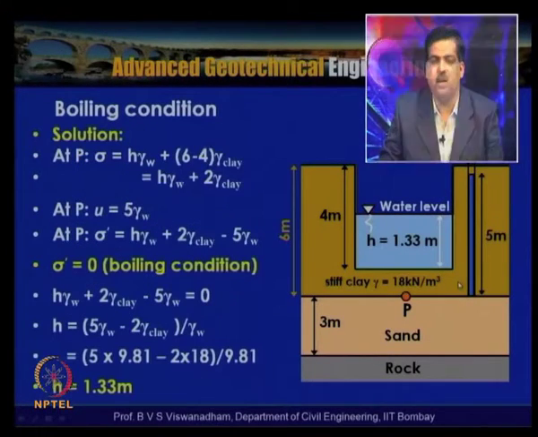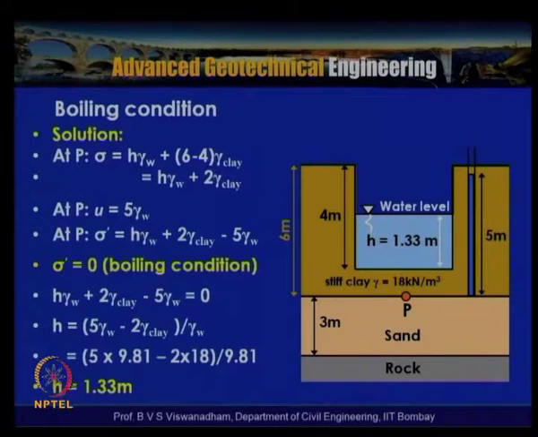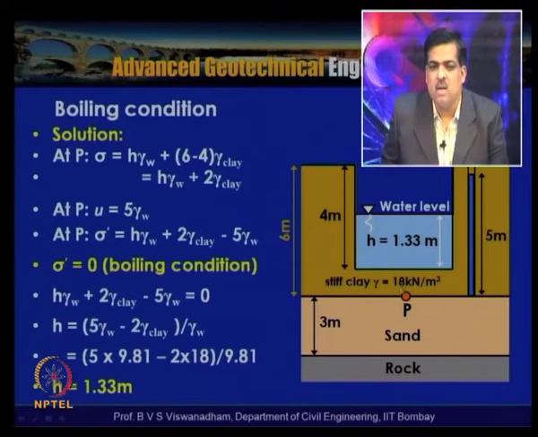So, this can be solved like this. We are interested in this point P. At point P, the total stress is gamma W H, that is the resulting overburden which we are going to put, plus (6 minus 4), that is 2, into gamma clay, which is nothing but H gamma W plus 2 gamma clay. And at P, the water pressure is 5 into gamma W. So, at P the effective stress is gamma W H plus 2 gamma clay minus 5 gamma W.